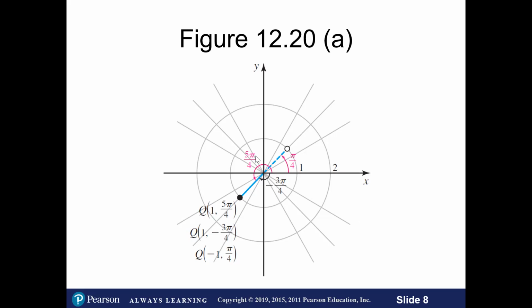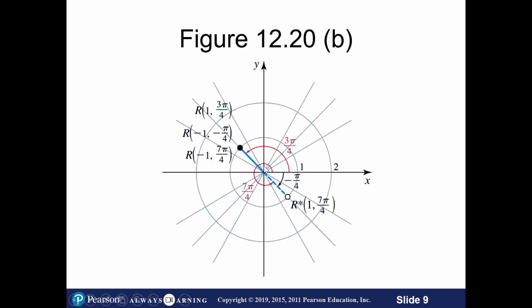What if instead of moving 1 unit in the positive direction, I go negative 1 unit? So I go in the negative direction, and again I rotate in the positive direction, but then I only need to rotate pi over 4 to get to that same place. Just an example of how I could describe different points in the plane with the same coordinate.